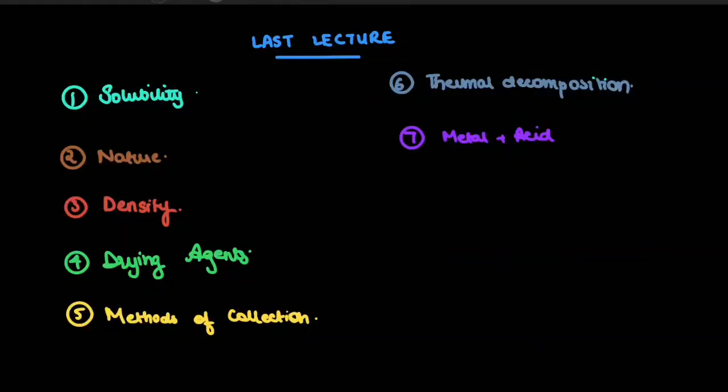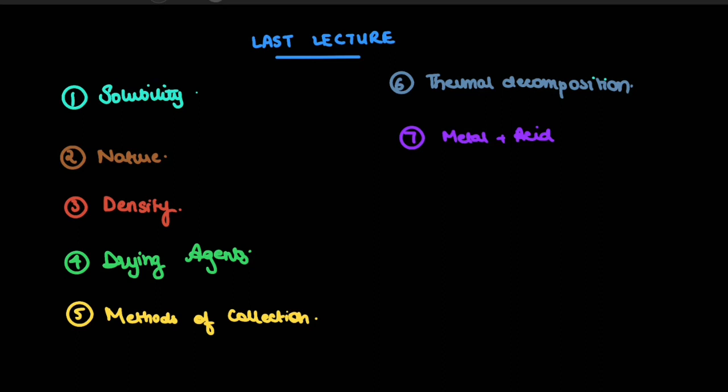Guys, so welcome to the last lecture of experimental techniques. In this lecture we'll be talking about a number of things. First of all, solubility of gases, the nature of gases, the density of gases, the drying agents we use, the methods of collection. There are four actually.